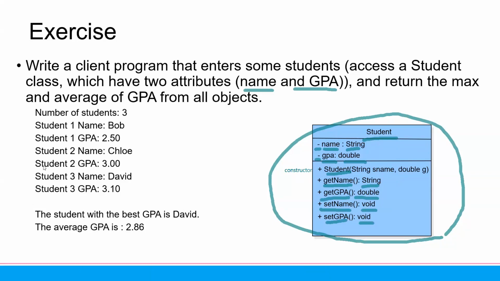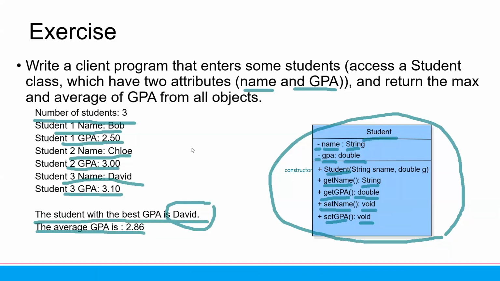Now, if I want to include three students, I include them one by one. Student 1 name is Bob, student 1 GPA is 2.1. Student 2 name is Chloe, student 2 GPA is 3. Student 3 name is David, and student 3 GPA is 3.10. The student with the best GPA is David. The average GPA is 2.86. How do I know David? Among the GPAs 2.5, 3.0, and 3.1, the highest is David. And what is the average? 2.5 plus 3.0 plus 3.1 divided by 3.